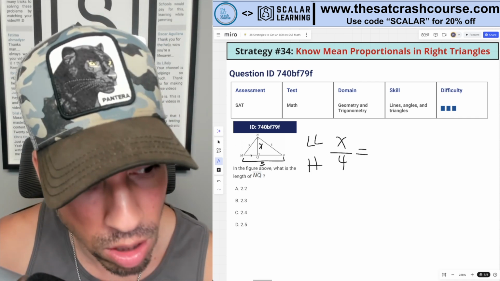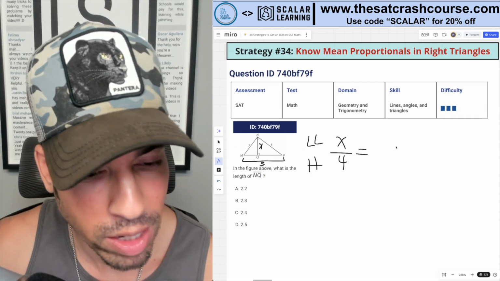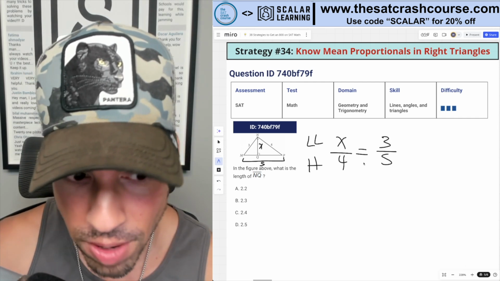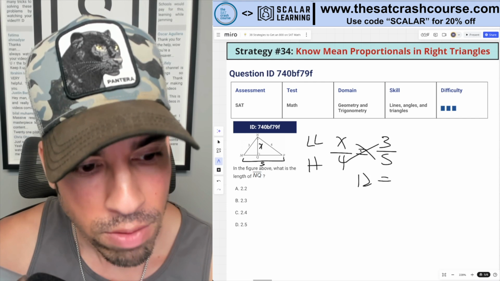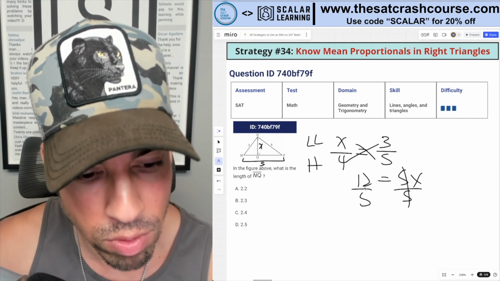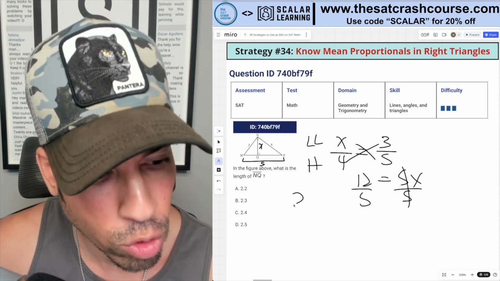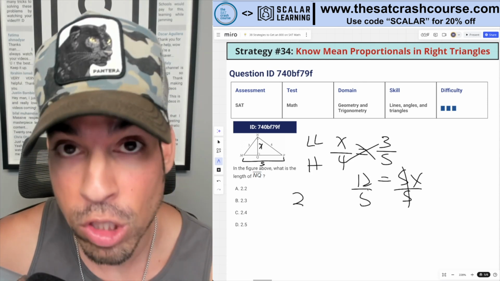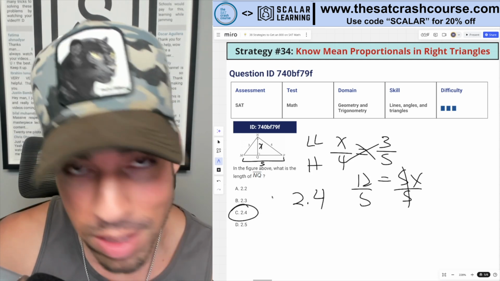Well, what about the big dog? I already know that the hypotenuse is 5 and the little leg is 3 right here. So now I have 3 over 5. I've got a proportion. Now I can solve. Cross multiply. 3 times 4 is 12. 5 times x is 5x. Last but not least, divide by 5. And we get 12 over 5. We can use DESMOS, or we can just do it mentally. 5 goes into 12 2 times with a remainder of 2. So it's 2 and 2/5. 2/5 is 0.4, which means C is the winner.